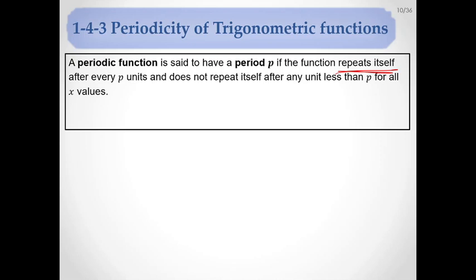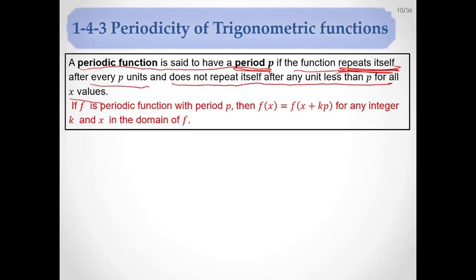Now, mathematically talking, a periodic function is said to have a period p if the function repeats itself after p units and does not repeat itself after any unit less than p for all x values. So mathematically, f is periodic with period p means the value of the function for x will be the same after x plus p or after a multiple of p.